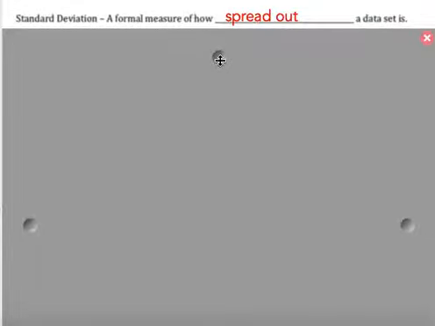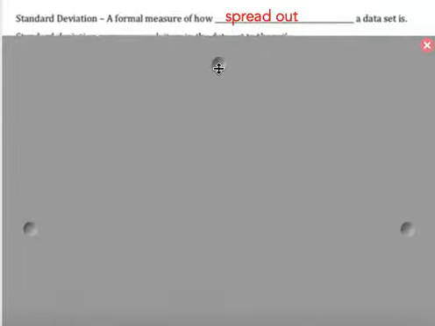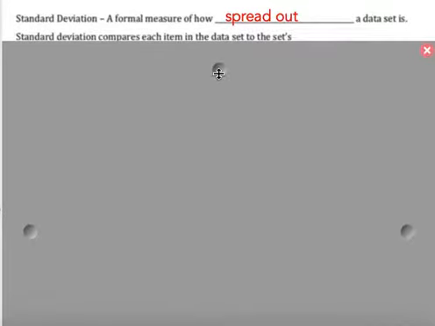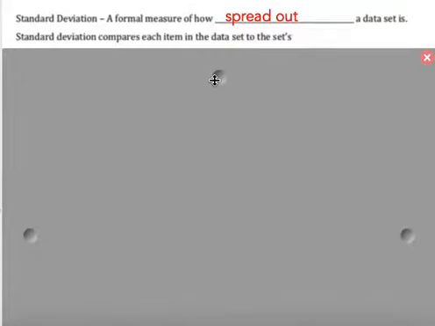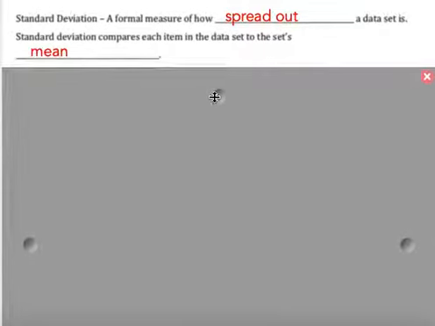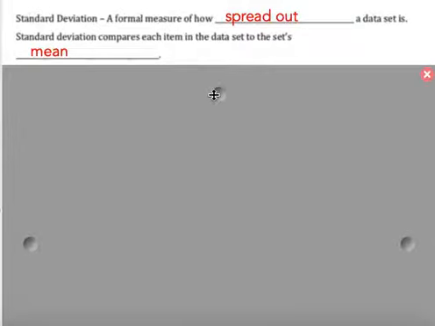The most common way to look at spread is to evaluate a data set using the range. Standard deviation takes into account not just the range, but also the mean, and that's why it is the most conventional way in business and in mathematics to evaluate. So standard deviation compares each item in the data set to the set's mean. It also has the idea of the range embedded in here. Okay? So you're comparing each data point to the mean.